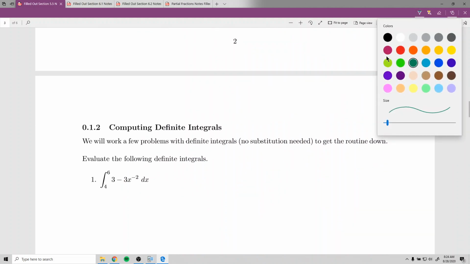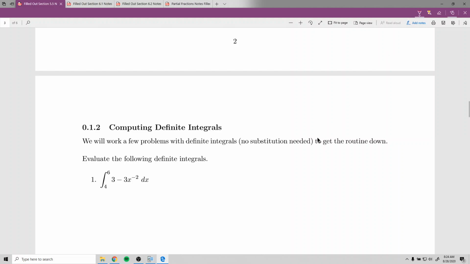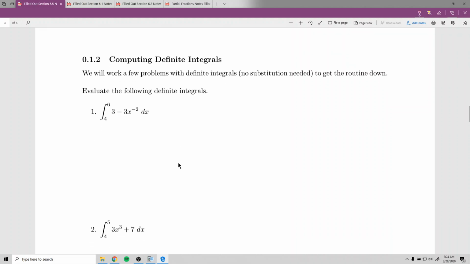Okay. But for the main thing about this section, since you've computed definite or indefinite integrals, it's just a matter of doing that and then plugging in your numbers, which is usually the easy part. So we've really done the hard part before. All right, so we want to evaluate the following definite integrals. Once again, the first step is to integrate as if the numbers weren't even there.